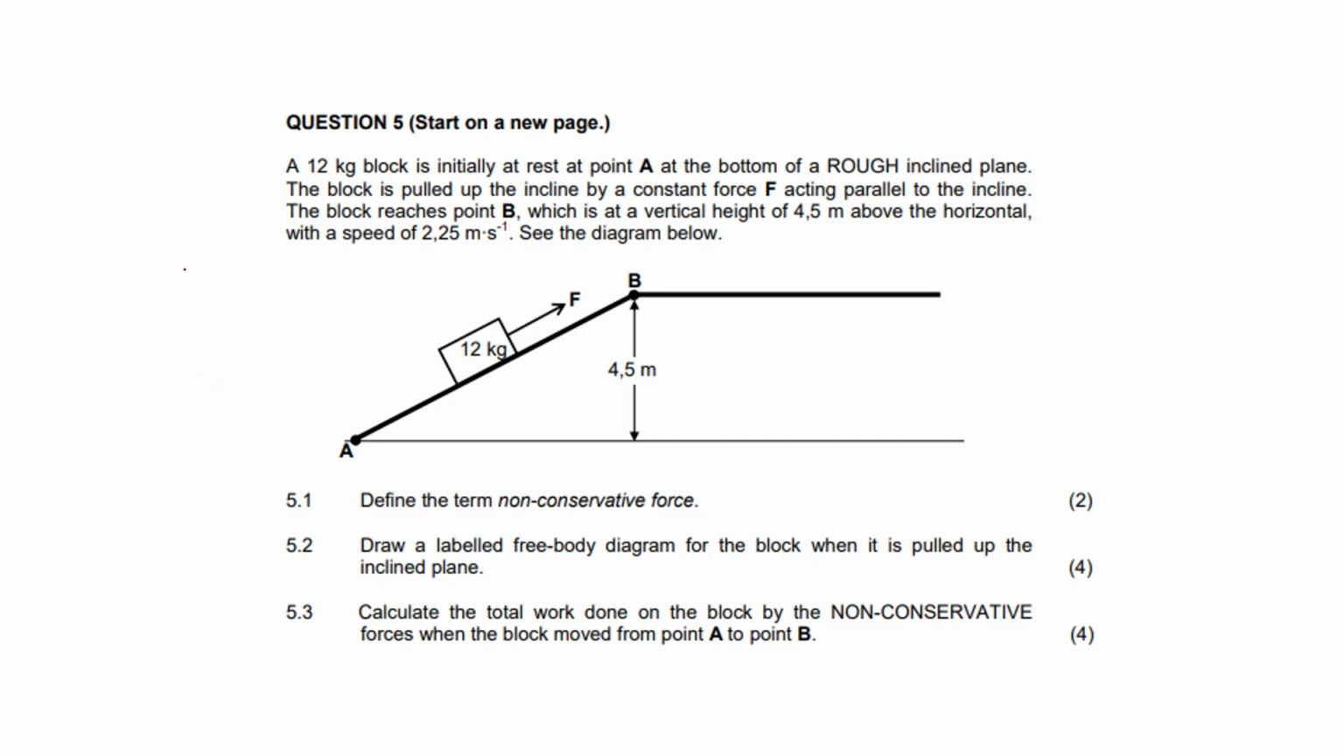Hi guys, let's take a look at this question where we have a 2 kg block that is initially at rest at point A. So it comes from this point, right? Which means initial velocity is 0. At the bottom of a rough incline, so there's going to be some sort of friction there. And the block is pulled up the incline by a constant force F acting parallel to the incline. The block reaches point B, which is 4.5 meters above the horizontal, with a speed of 2.25 meters per second. So at point B, the speed is 2.25 meters per second.